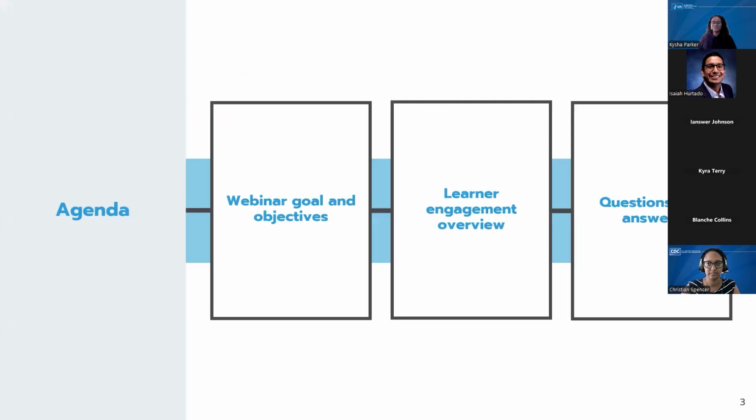Today's agenda includes a review of the session goals and objectives, followed by an overview of learner engagement, a question and answer session, and information about upcoming events.